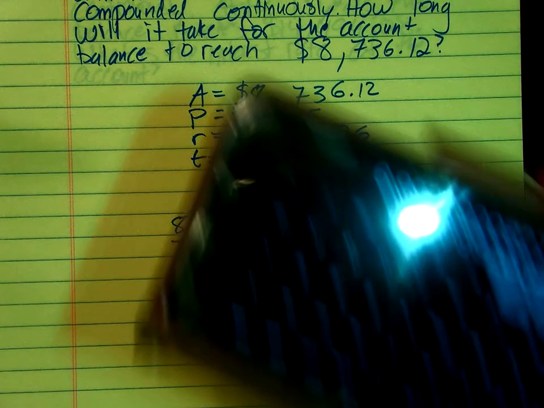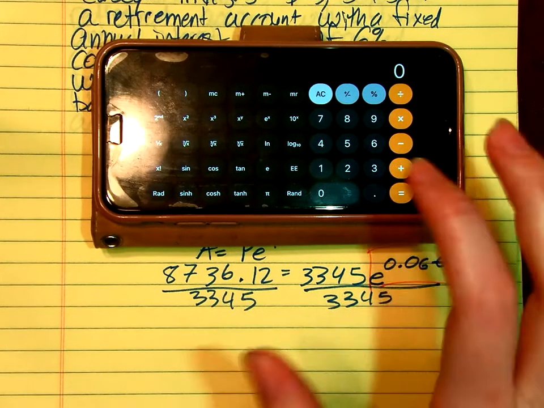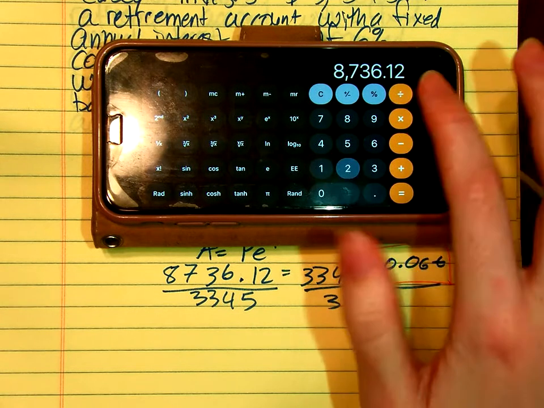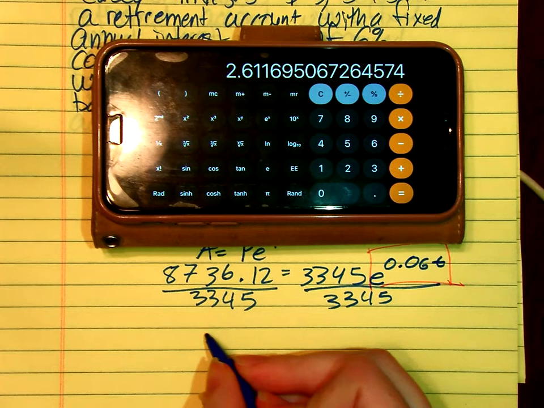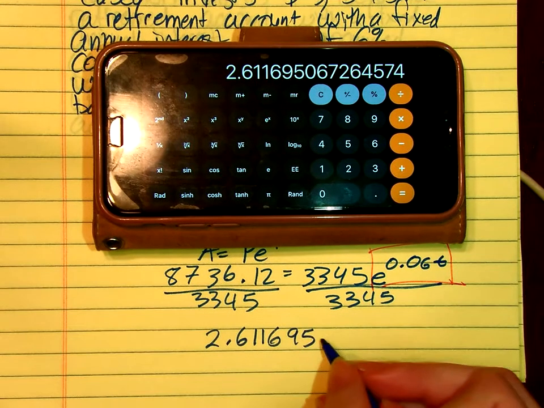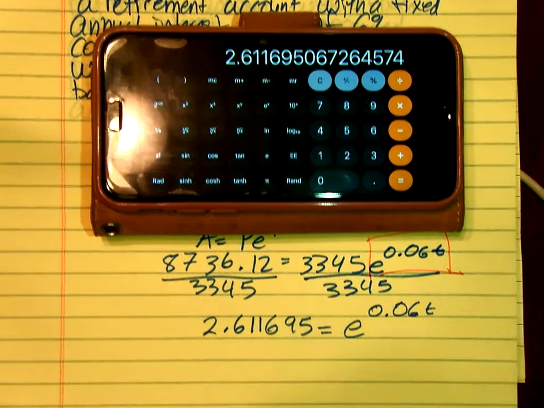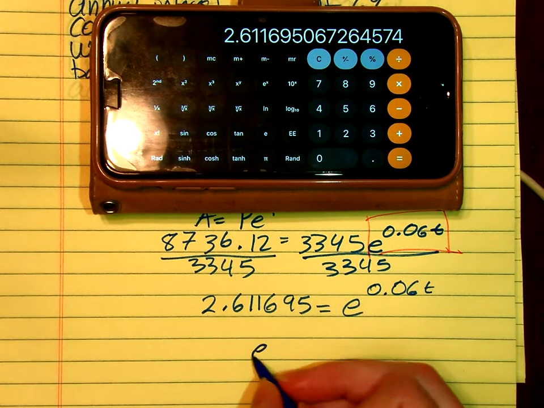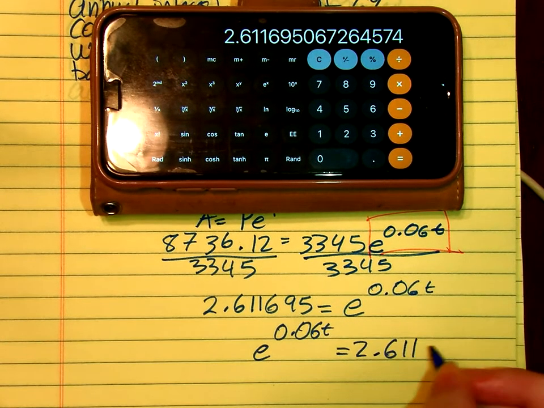And now this is the part where I get out my handy dandy calculator. Which again, you can use Desmos. I'm just showing you that even if you're being as low tech as what's already on your phone, you can still do this. $8,736.12 divided by 3,345. That gives me 2.611695 blah blah blah equals e to the 0.06 times t. Again, I'm going to go ahead and just flip this around so that my exponent's first, just because that's what I'm used to seeing. E to the 0.06t equals 2.6 blah blah blah.